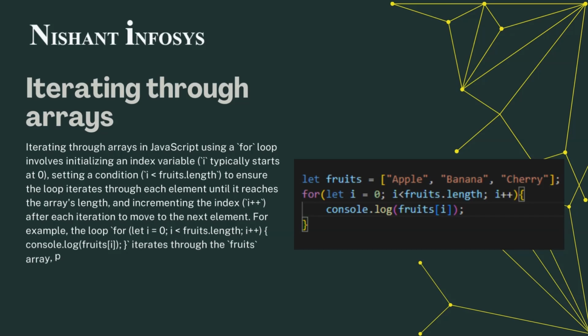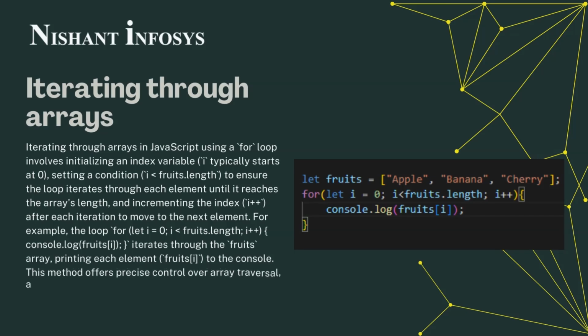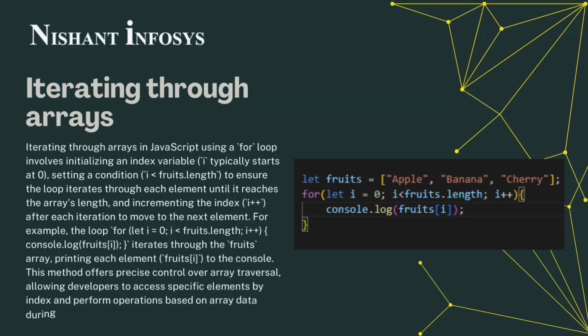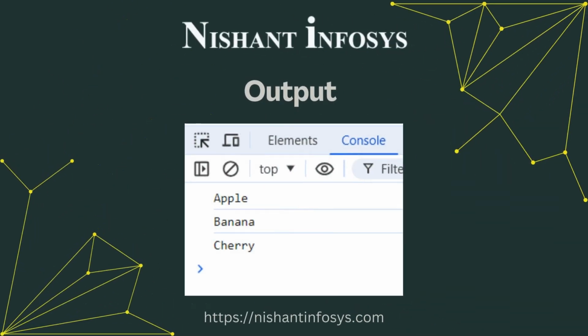For example, the loop for (let i = 0; i < fruits.length; i++) { console.log(fruits[i]) } iterates through the fruits array, printing each element, fruits[i], to the console. This method offers precise control over array traversal, allowing developers to access specific elements by index and perform operations based on array data during each iteration. This is the output of the previous example.